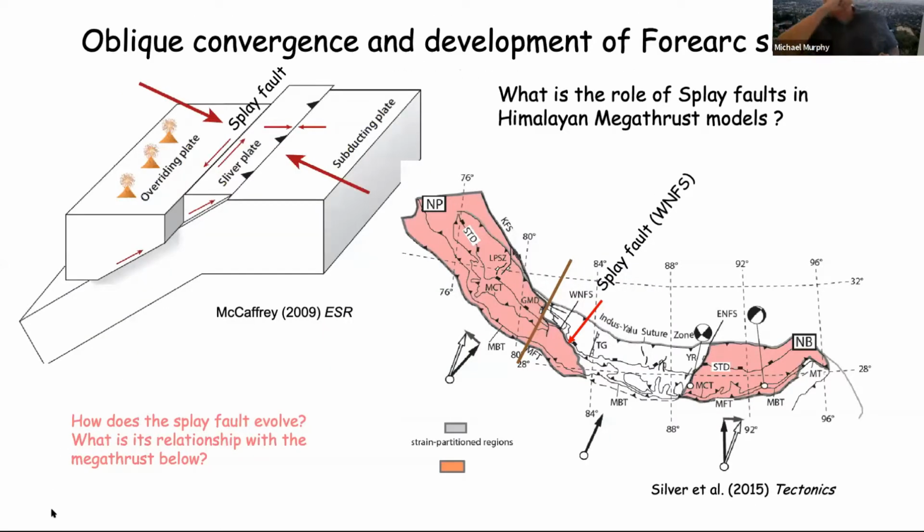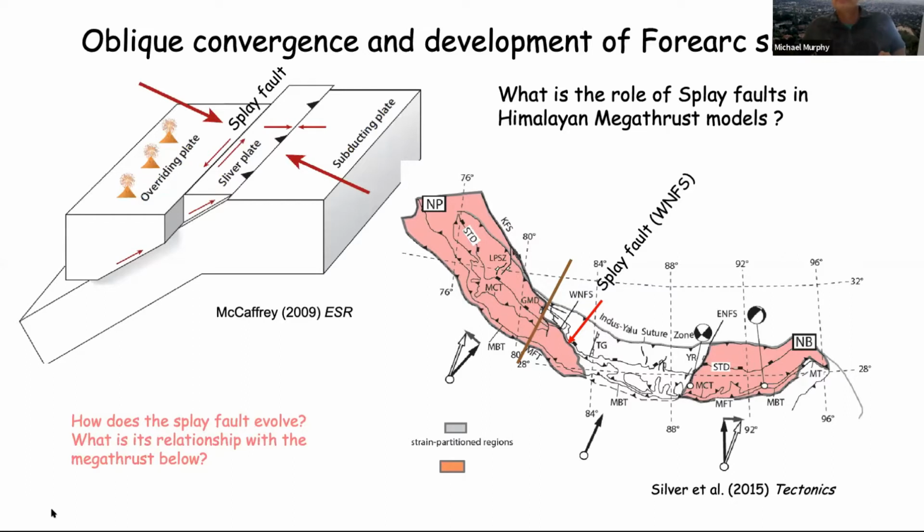Back in 1972, it was Fitch who started off a series of papers noting features or fault systems that form in these oblique convergent margins. Later on, in beautiful detail, Bob McCaffrey in his 2009 Earth Science Reviews paper described how that oblique convergence gets accommodated by a sliver, a splay fault, and a megathrust to form something we call a forearc sliver. This forearc sliver is translated along strike due to the oblique convergence.